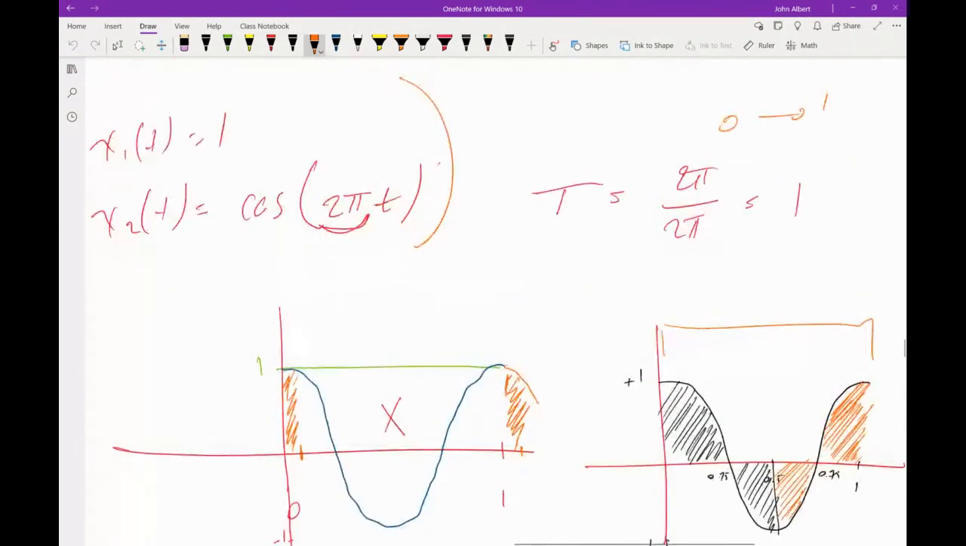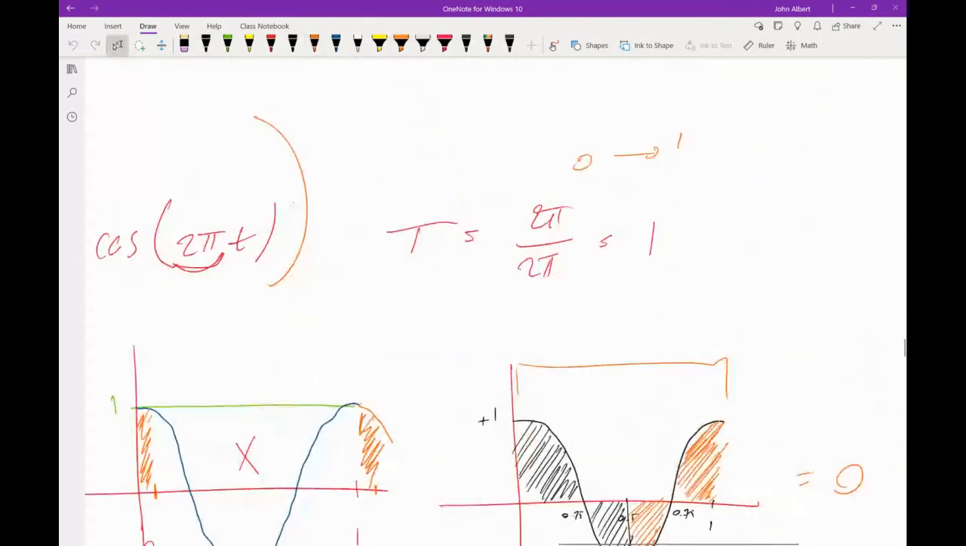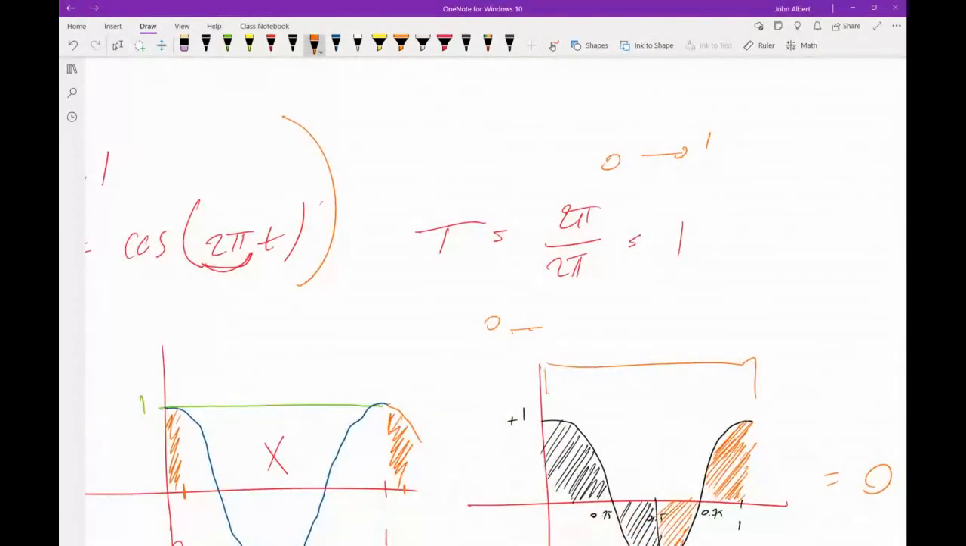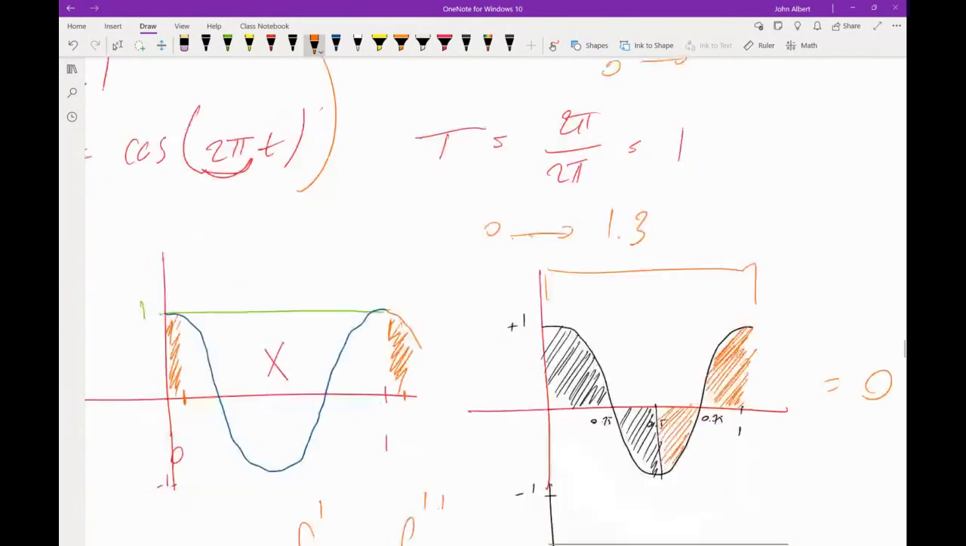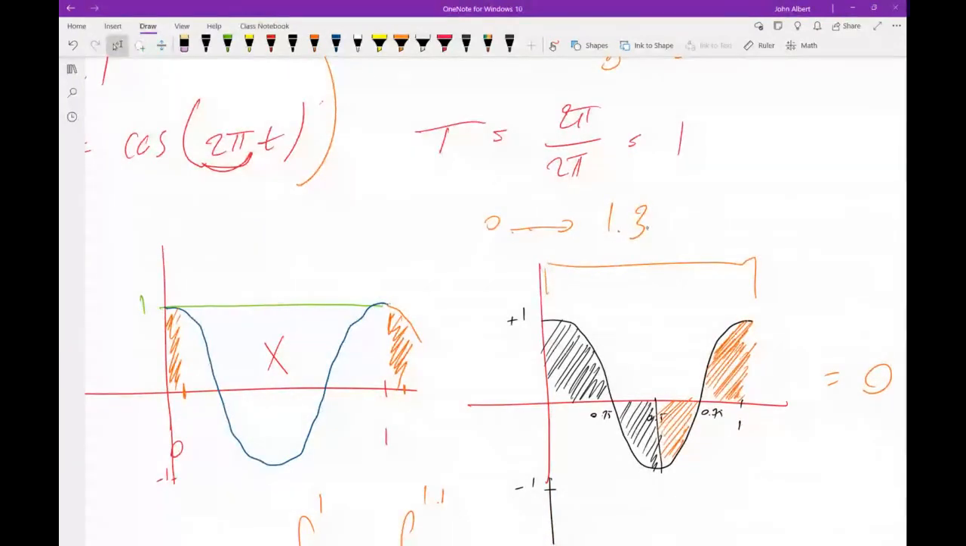However, are they orthogonal over the duration from 0 all the way to 1.3, for example? Do you think that they will be orthogonal? Or let's take 0.9, for example. Do you think that they will be orthogonal in this situation? No, they are not. Why? Because you haven't completed that second, let's say, you haven't completed the period.